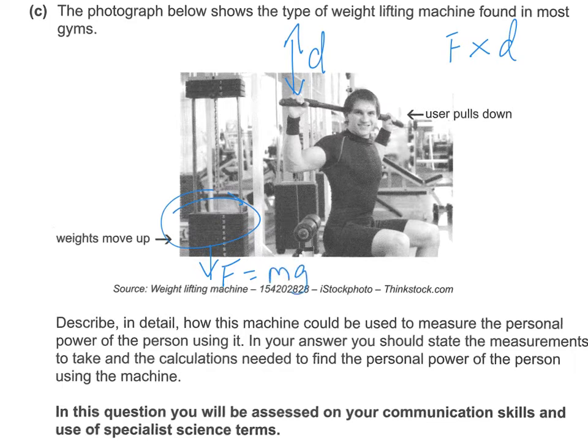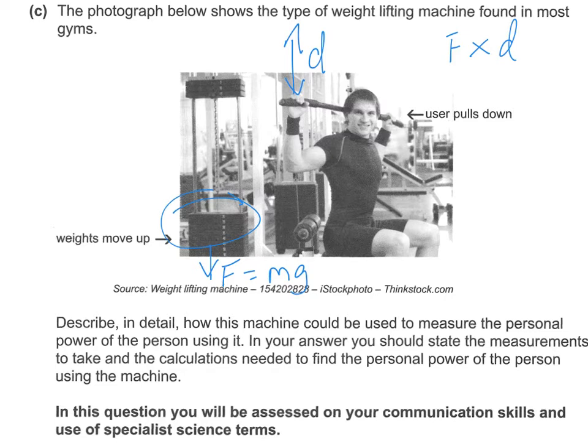So the idea is that they will do so many repetitions, and there'll be an F times D for each one of those repetitions. So we need to count out how many repetitions they can do in a set amount of time. So you might say we're going to give you a minute, or we'll time how long it takes for you to do 20 repetitions or something like that. So you need a stopwatch.